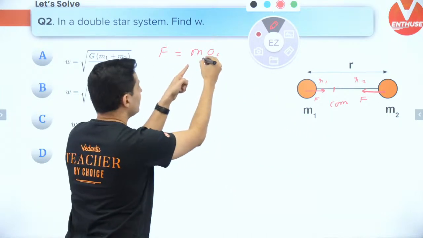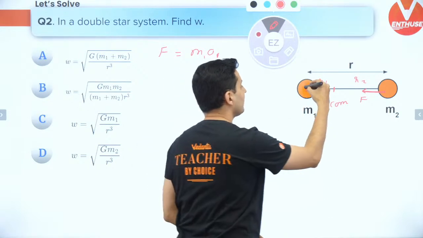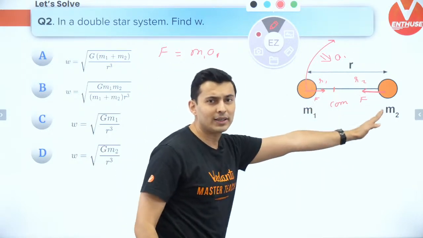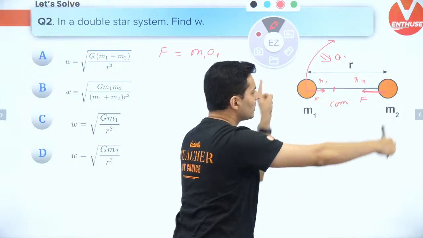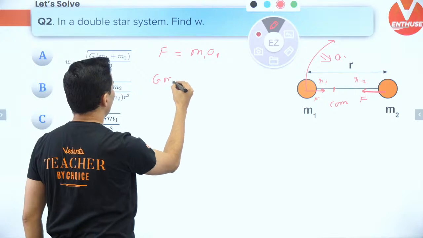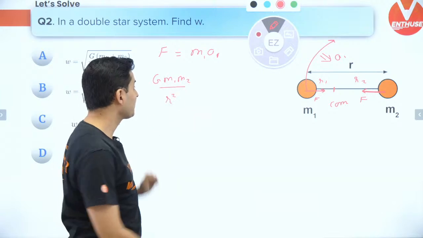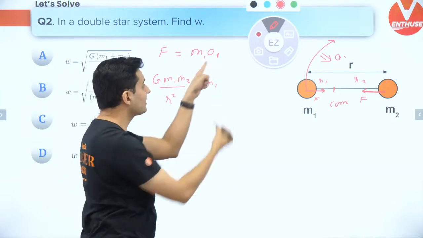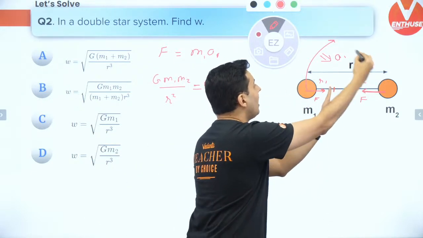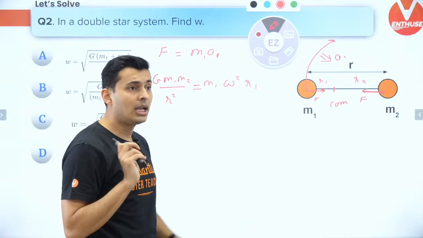So if I am talking about this mass, it will be m1 into acceleration of this mass. As this mass goes in a circular path, it will have some acceleration towards the center. You can do it for the other mass also because the time period or omega values will be the same. So what is the gravitational force? The force is G m1 m2 divided by the distance between them whole square. That is the formula for force. Next, mass m1 into acceleration. Now acceleration is omega square radius. The radius is r1. So m1 omega square r1. That's it. I hope this is clear.